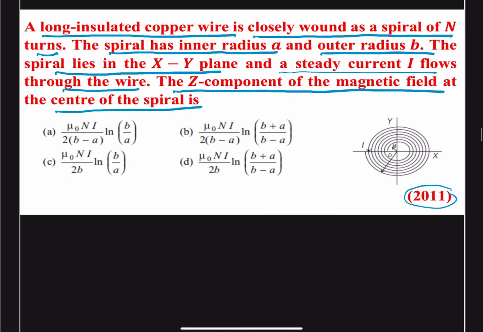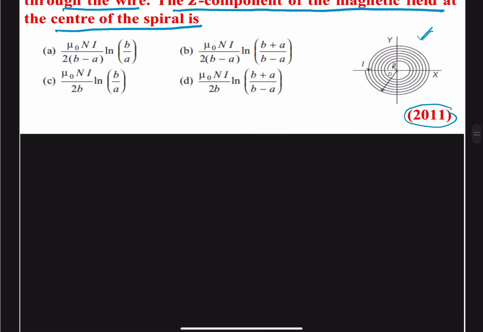So we are given a figure. The center lies at the origin, the inner radius is A and the outer radius is given as B, and it is given that it is a tightly wound spiral. So we can treat these individual turns as a circular ring, because of the tight winding.